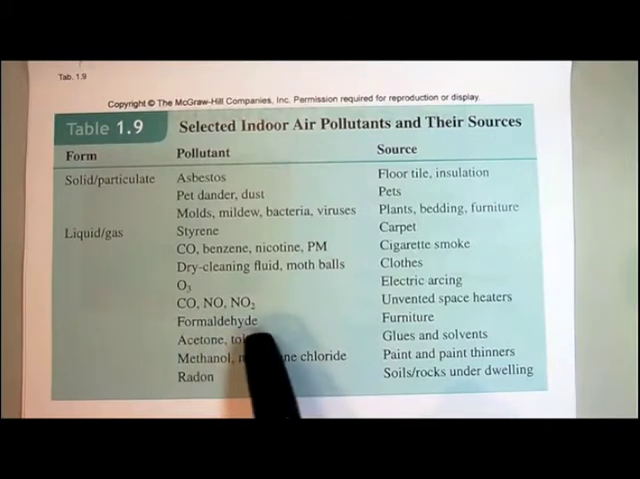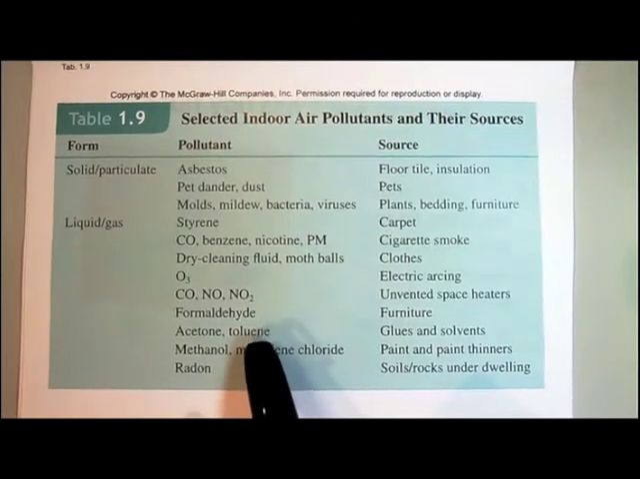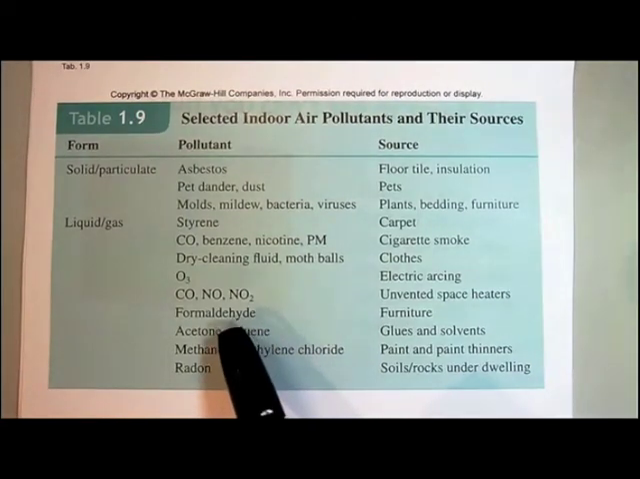Formaldehyde is another small molecule that is found in some furniture. Over time, it just evaporates out. It's a volatile organic compound.